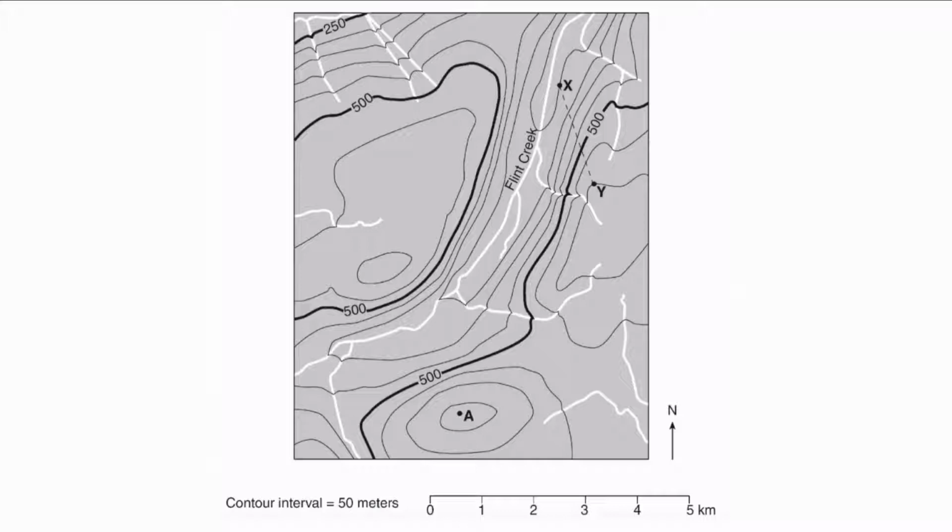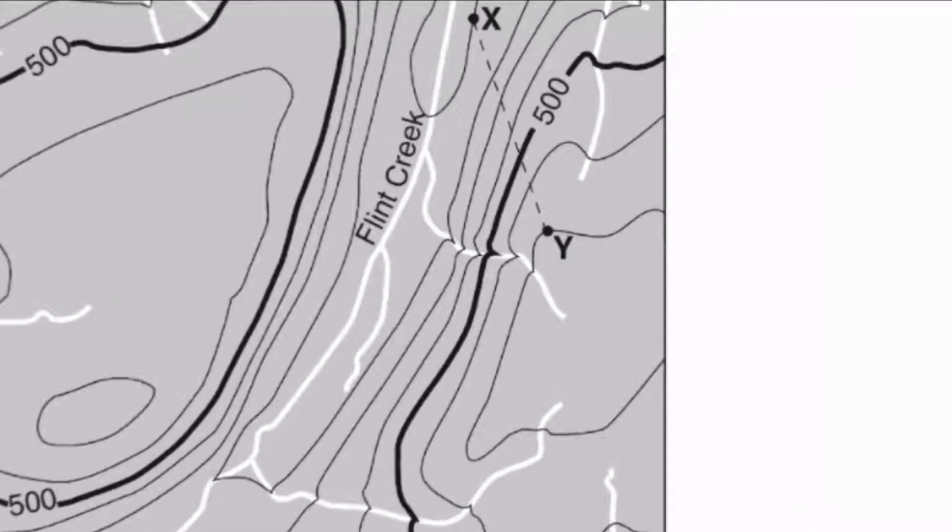So on this map, we're going to look for some of that information that all maps have, like the contour interval. So we know that the value between each line is 50 meters. Next, we're going to find and use our index contour. So just like the other map, just by coincidence, we're going to use the index contour that's shown, which is 500. And we want to know what is the elevation at point Y.